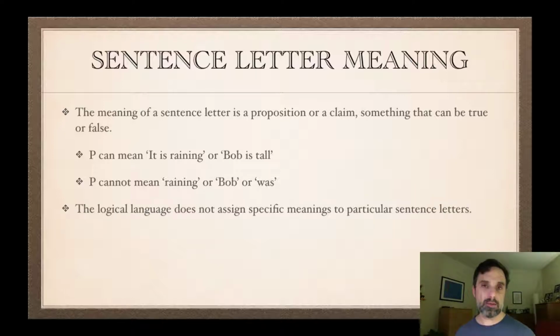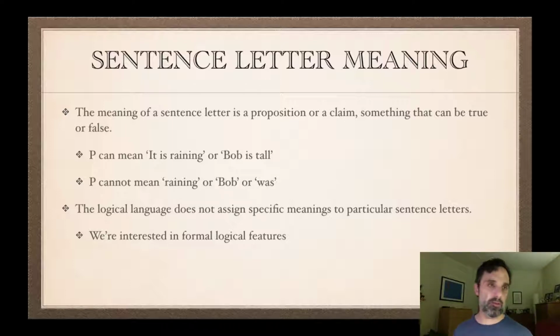The logical language is not going to assign meanings to particular sentence letters in general. So if you ask what claim does P mean, the answer is none. It doesn't mean any specific claim. It just is the kind of thing that can have a proposition or claim assigned to it, but by itself, it doesn't mean any of them. And we'll see why that's fine.